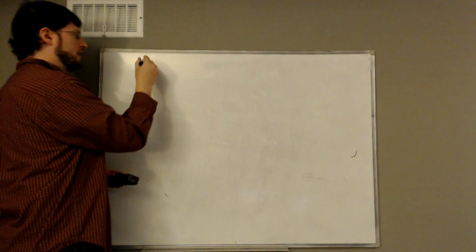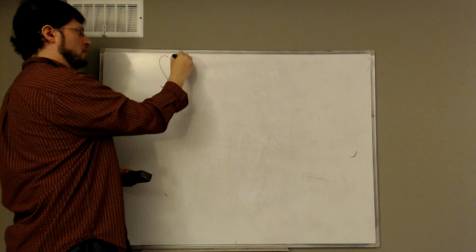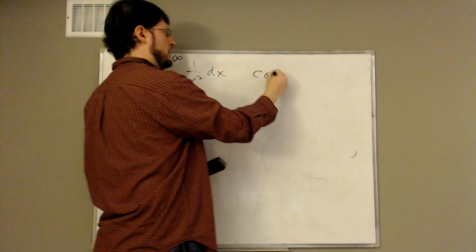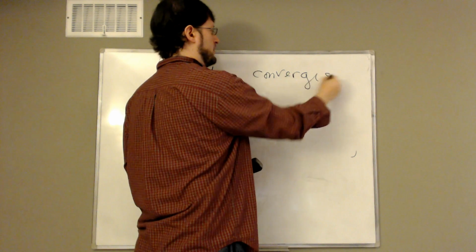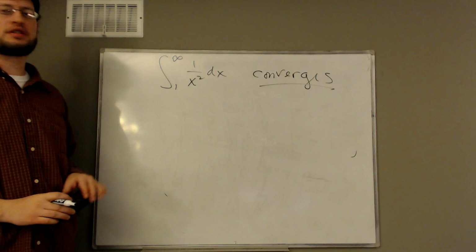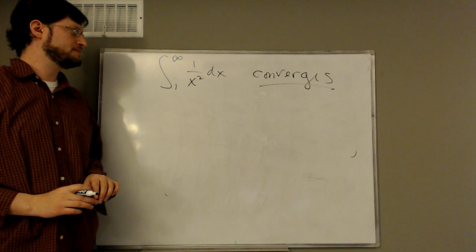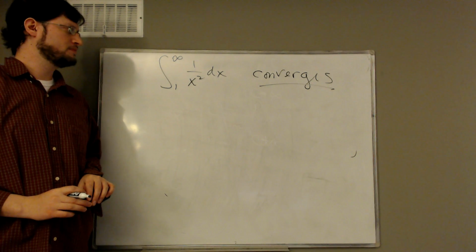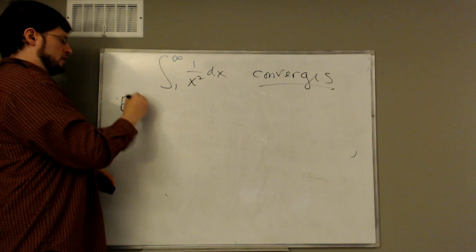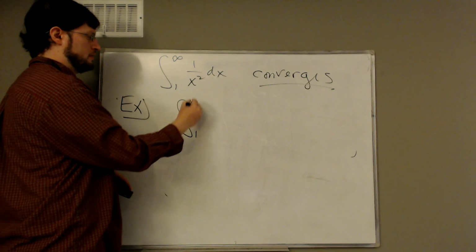So we say that this integral from 1 to infinity of 1 over x squared dx converges. This is our language. It converges if the area under the curve is finite. Let's look at another one.